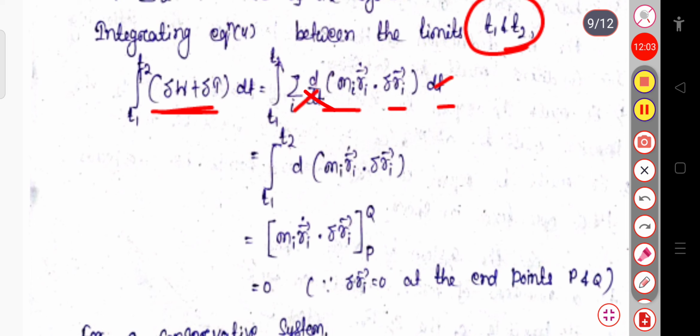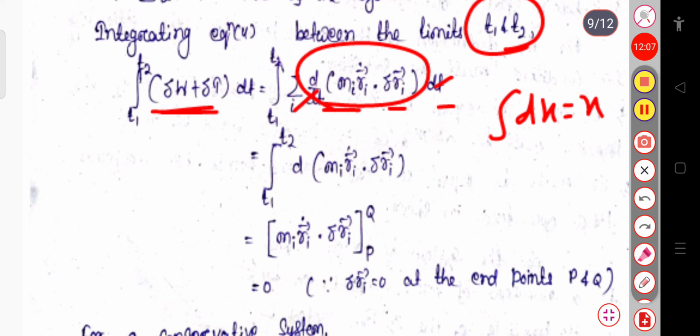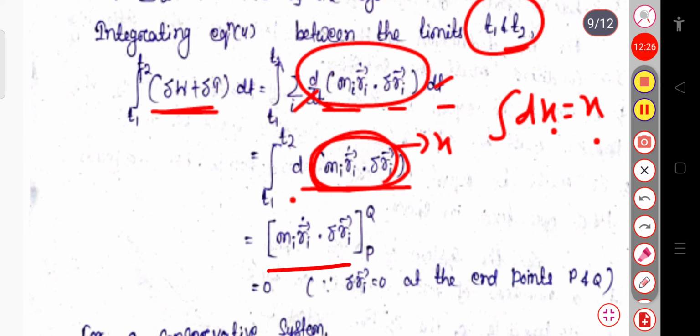D of this much, that is, you know, the integration of dx equals x. So in this way, if I write the integration of d of Mi Ri dot delta Ri, this will be simply this bracket item. Suppose I consider this term to be x, the integration of dx is x. So simply we can write, d of something integrated will be equal to this much, that is Mi Ri dot delta Ri, over the limits t1 to t2.